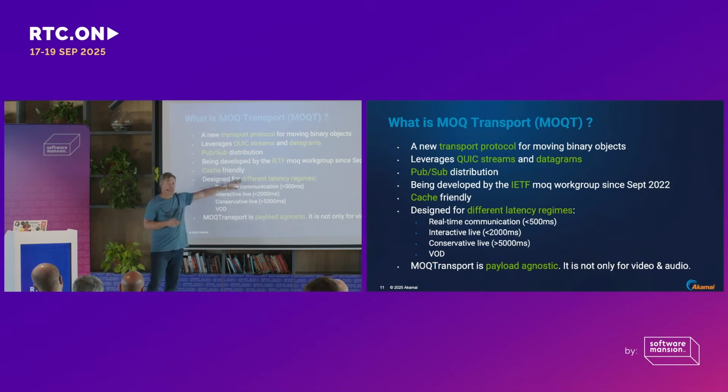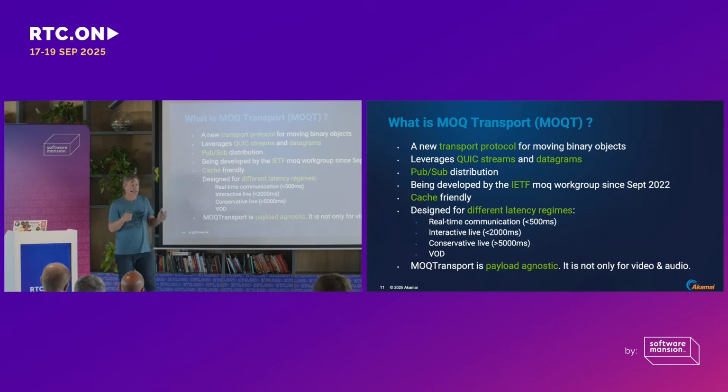It also has tunable latency. So we're designing it for real-time communications. This is the world of WebRTC, sub, say, 200 to 400 milliseconds target latency. Also interactive live, which is a very interesting area for live sports, betting, gaming, gambling. And then what I call conservative live, which is considered low latency for most of the streaming at scale industry today. It can also do VOD. VOD just means my cache is big enough to hold stuff that was previously live a long time ago. So I can use the same distribution network across all these latency regimes.